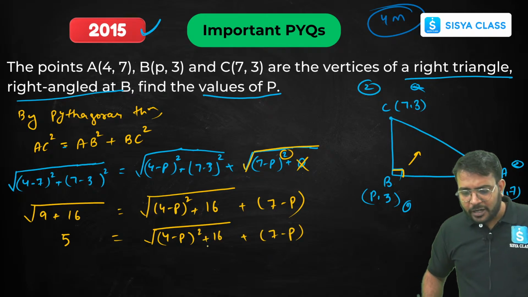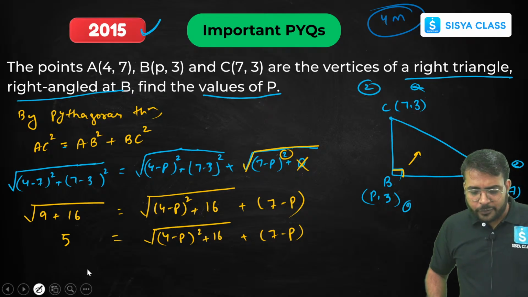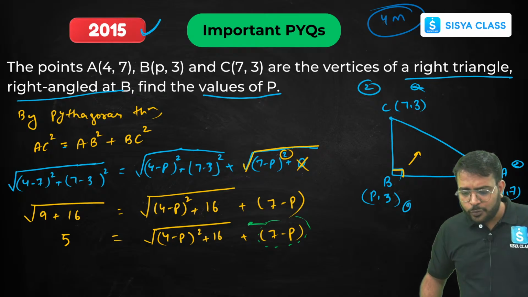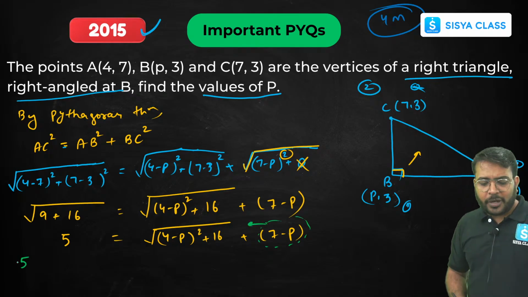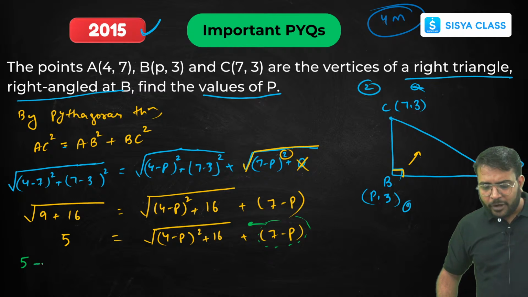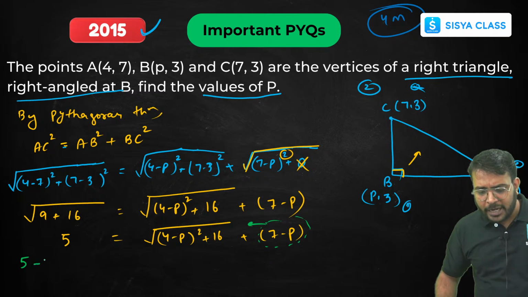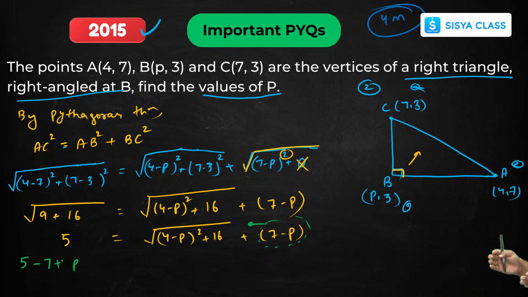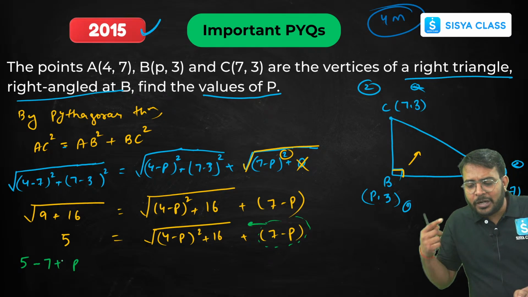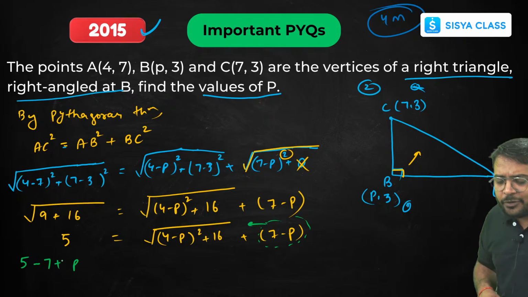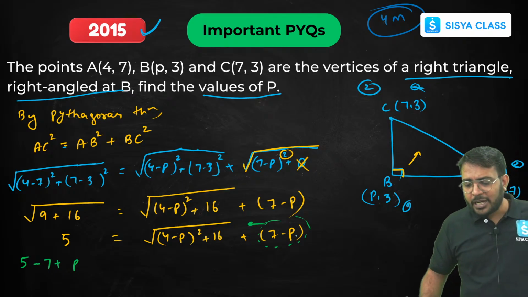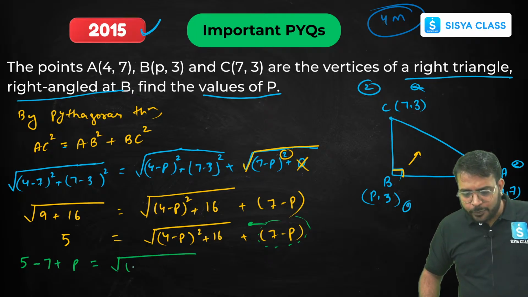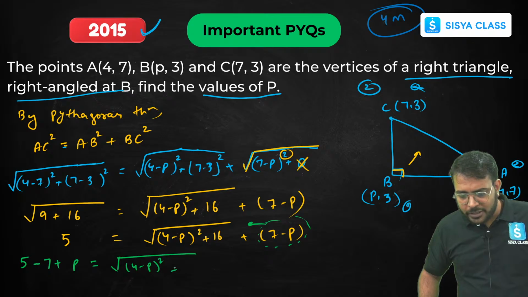Shall we transfer this whole thing to the other hand side? I transfer this whole thing to the other side of the equal to sign. What will I get? 5 minus, and I open the bracket directly: minus 7 plus p. In the bracket you have 7 minus p, so that minus sign will get multiplied with both quantities, 7 and minus p. That's why 7 will become minus 7 and minus p will become plus p. And here we have under root of 4 minus p whole square plus 16.